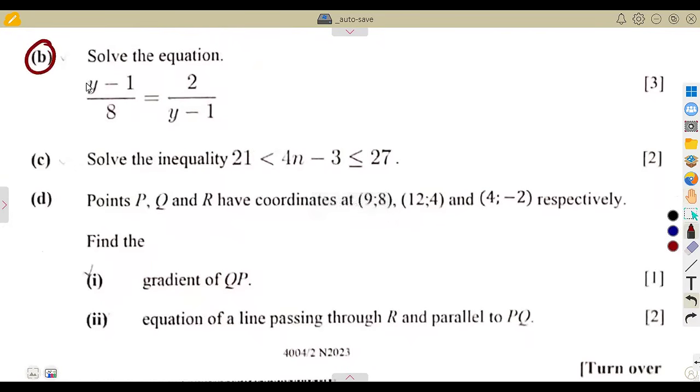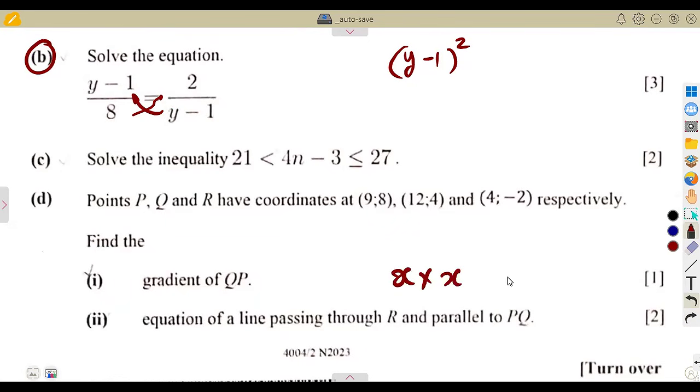Anyways, let's see. B, solve the equation. They were just going to cross multiply. They are the same brackets, y minus 1, y minus 1. They just want to test you there. Do you know that 2 times 2 is equal to 2 squared? x times x is equal to x squared. If you know this, then why is it difficult to realize that y minus 1 times y minus 1 is also the same as y minus 1 squared?